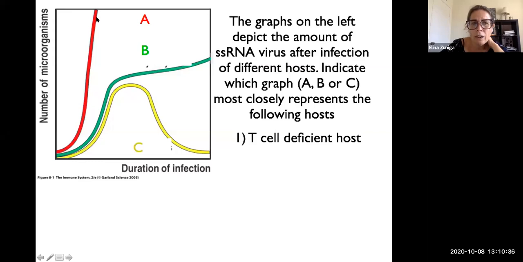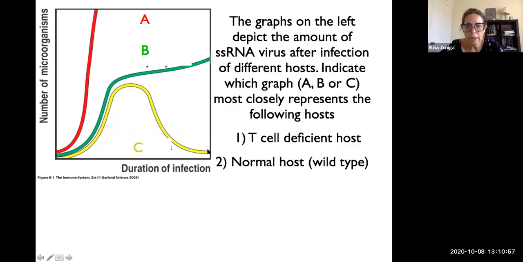Now if you lack components of the innate immune system that are important to sense single-stranded RNA virus, then you will have a rapid growth and spread of the virus, okay? So the number of microorganisms in the infected host will grow significantly. And the normal host, again, this case will be C.